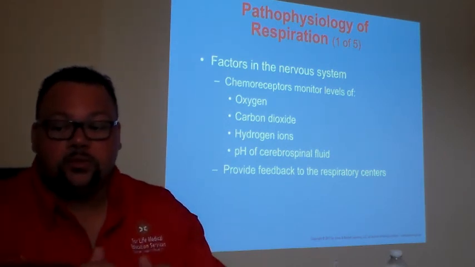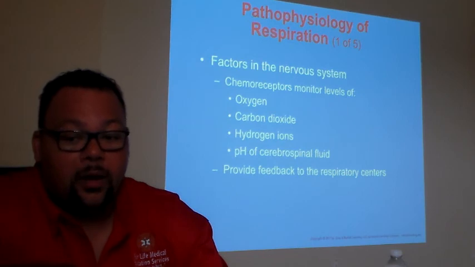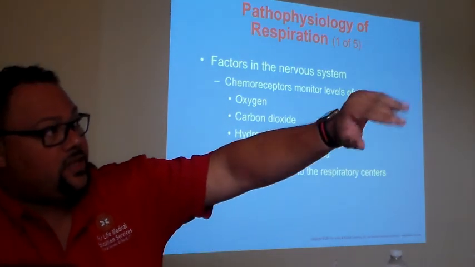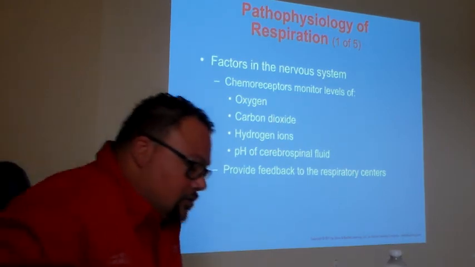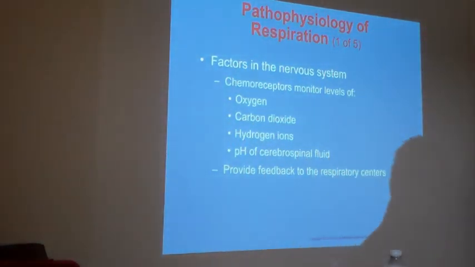Okay, so what happens with each of these is, like I said, the body provides feedback from each of these to the respiratory system, that apneustic and pneumotaxic center. Let me write those down for you so you can see how they're spelled. So it's the apneustic and pneumotaxic centers, okay? This is where we breathe from.